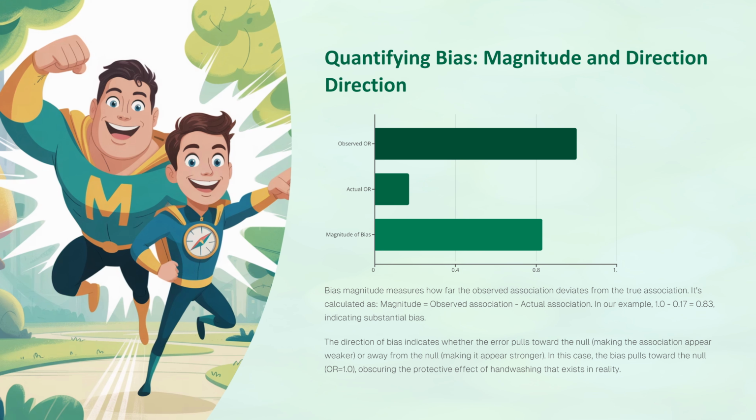And so then the direction indicates whether the error pulls towards the null, making the association appear weaker, or away from the null, making the association appear stronger. So in this case, the bias was pulled toward the null, right, 1.0, obscuring the protective effect of hand washing.